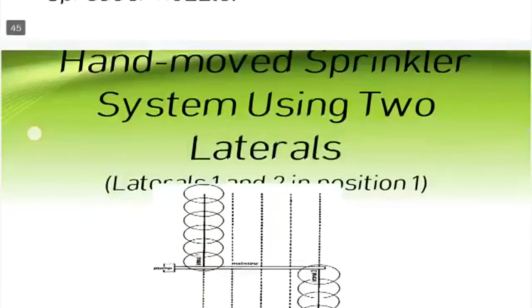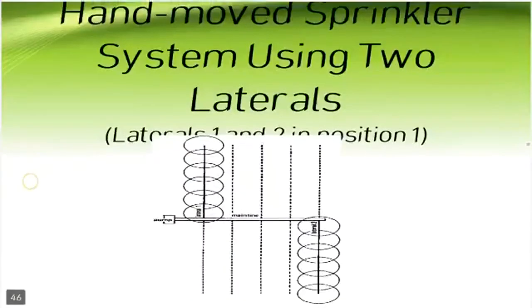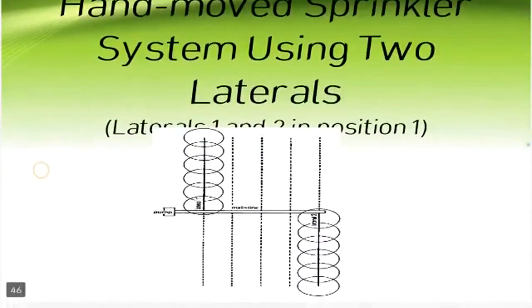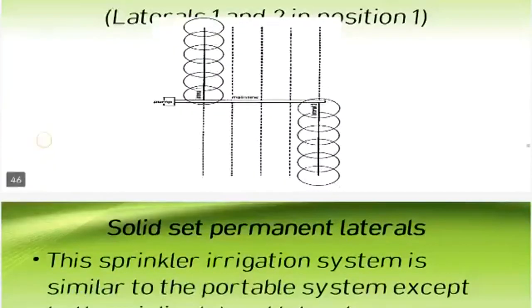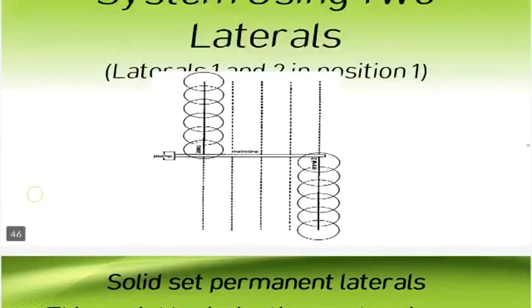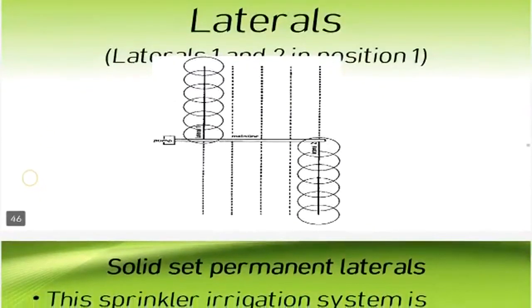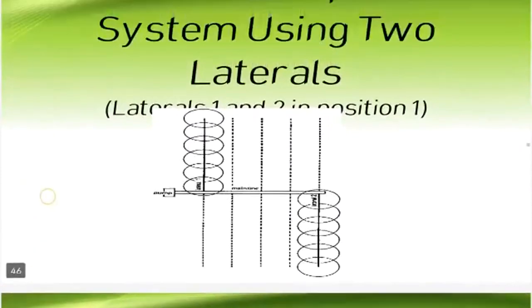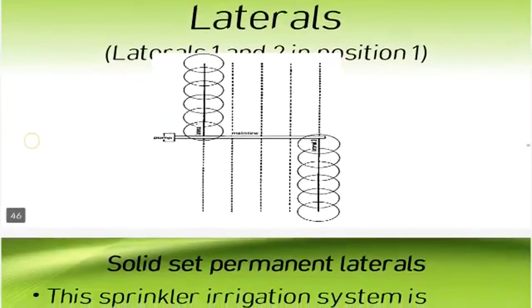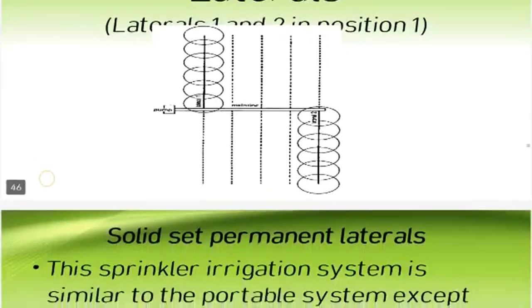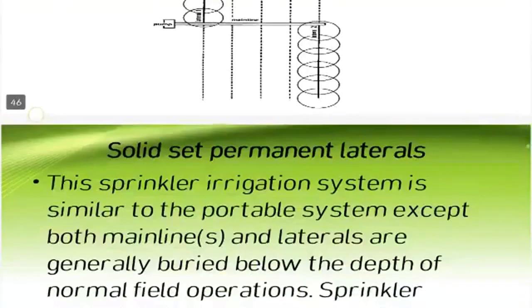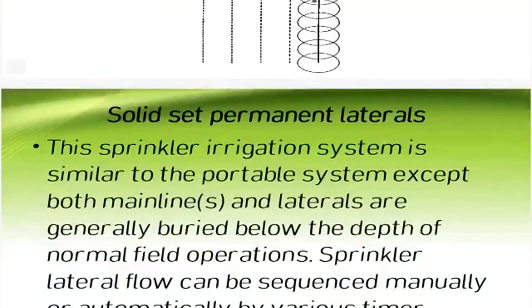And this is an image of a hand move sprinkler system using two laterals. The circles are the distance of the water throw, and so forth.